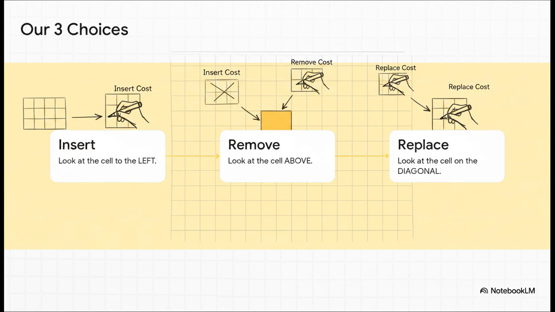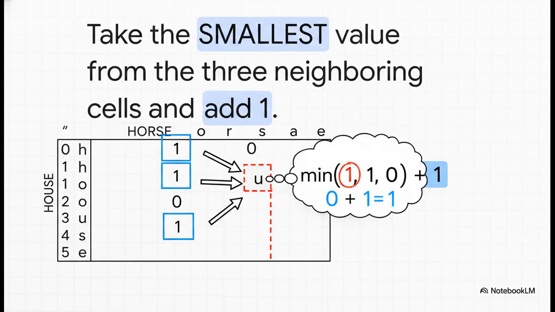The cell to the left represents the cost if we decided to do an insert. The cell above represents the cost of a remove, and the diagonal cell represents the cost of a replace. So since our whole goal is to find the minimum distance, the logic is really simple. We just look at the costs of those 3 possible moves, find the absolute smallest one, and then add 1 to it. That plus 1 is just the cost of the operation we have to perform right now because the characters didn't match. We're always choosing the cheapest path we've found so far and just adding our 1 new step.